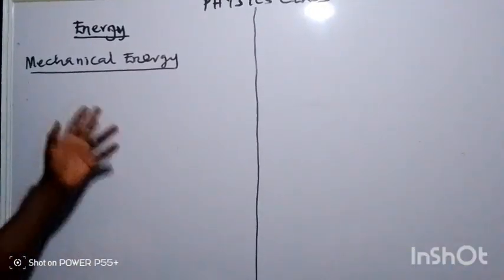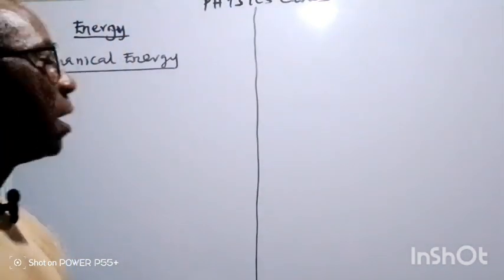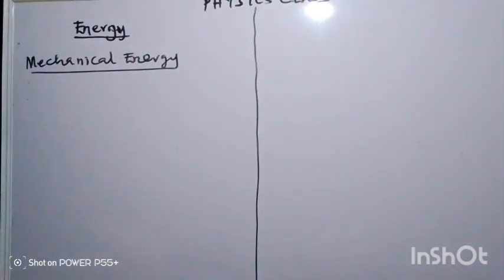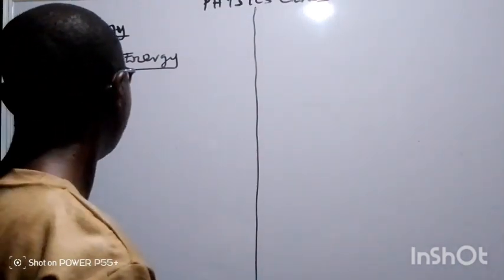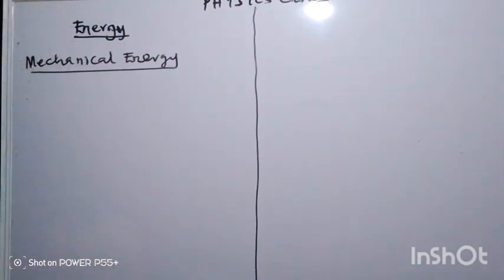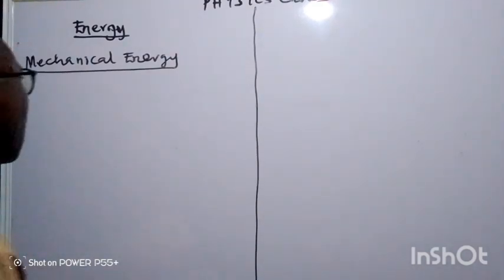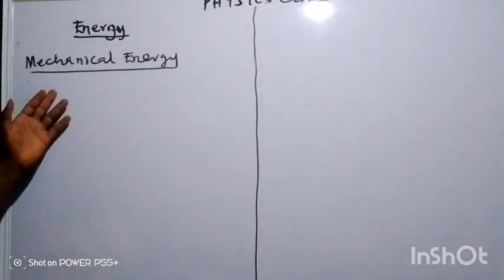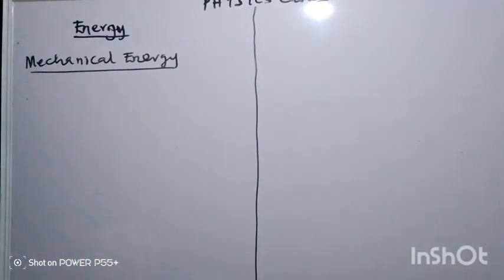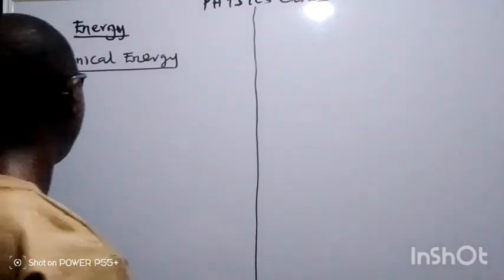Now, the next thing is mechanical energy. Already, don't forget, during our last lesson, we made mention of different forms or types of energy. We mentioned about 10. Out of those forms of energy that we have mentioned in our last lesson, the one we are concerned with under this topic now is mechanical energy. Later, we'll move to other forms of energy.